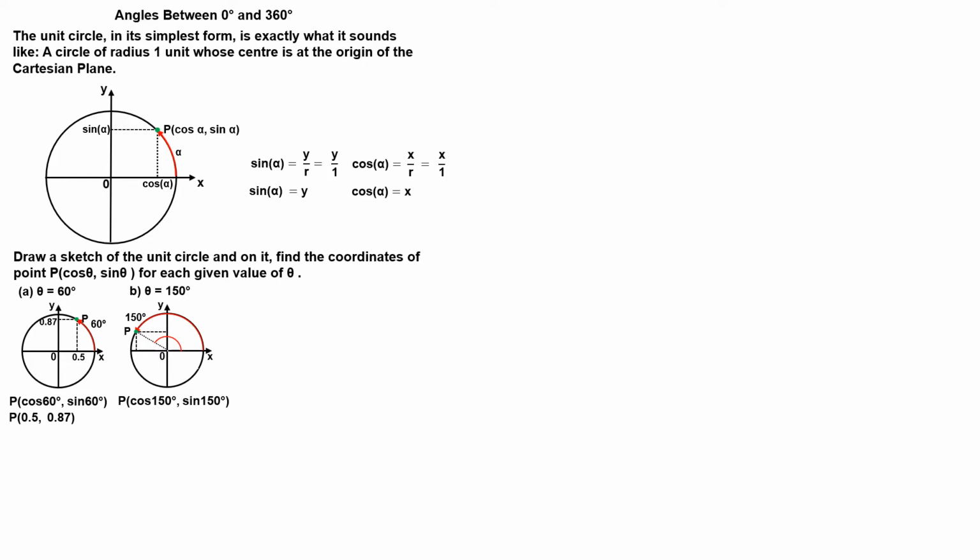Now you use your GDC to find the values of the cosine of 150 degrees and the sine of 150 degrees. Cosine of 150 degrees is minus 0.87 because in the second quadrant, x values are always negative. And the sine of 150 degrees is 0.5, positive.